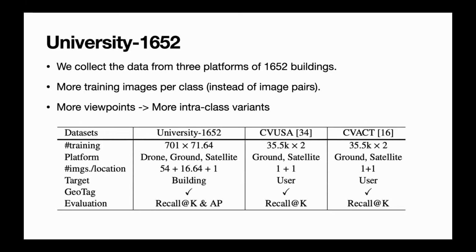So to verify our idea, we propose one dataset, which is currently missing in existing works. We collect a dataset called University-1652, with data from three platforms of about 1,000 buildings. We provide more training data, more viewpoints, and more intra-class variance compared to the CVUSA and CVACT datasets.